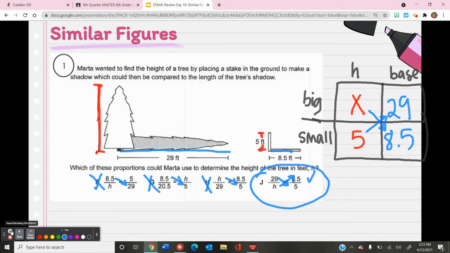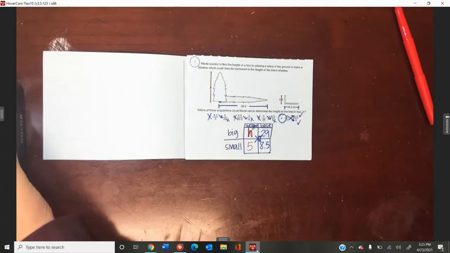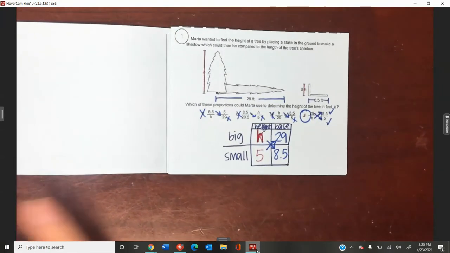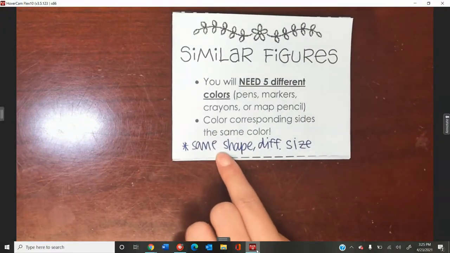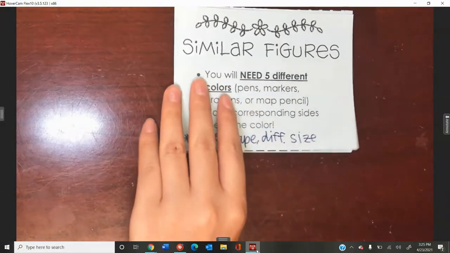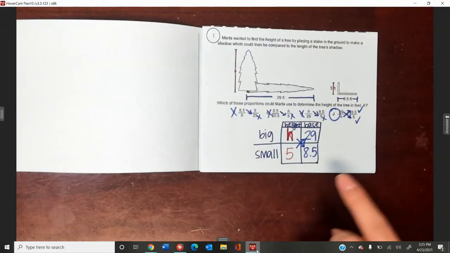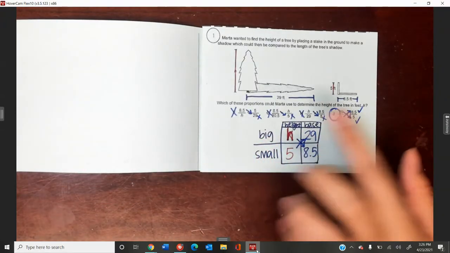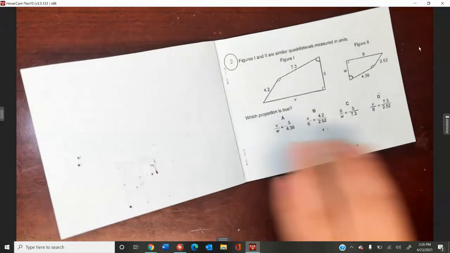So now looking at your foldable, this is everything you should have written down for number 1. And I would just like to suggest to you to go back and write that similar figures are the same shape but a different size. So again, we can use box and tails to set up our proportions. That way it will allow us to see which numbers are diagonal from each other. So again, that's number 1. Now we're going to go ahead and look at number 2.